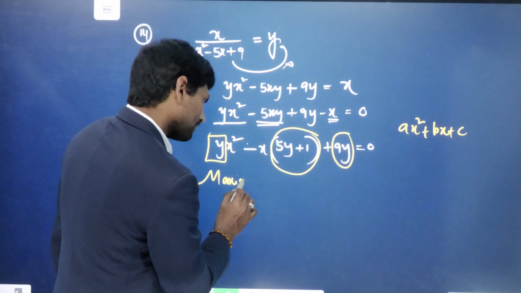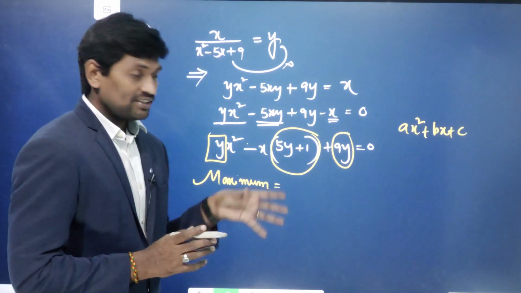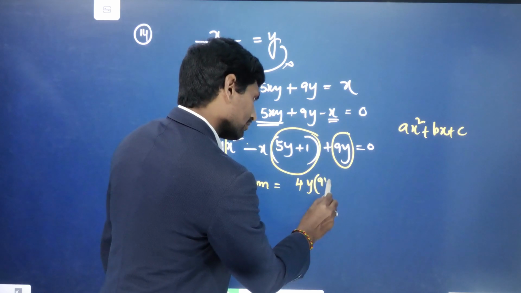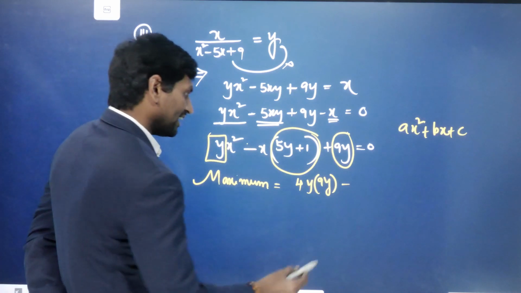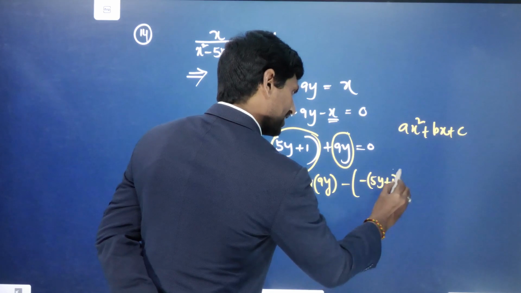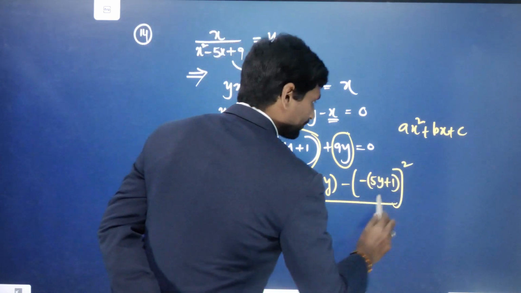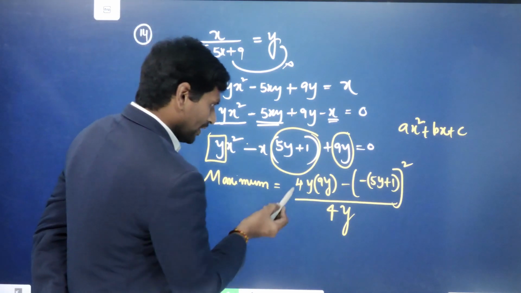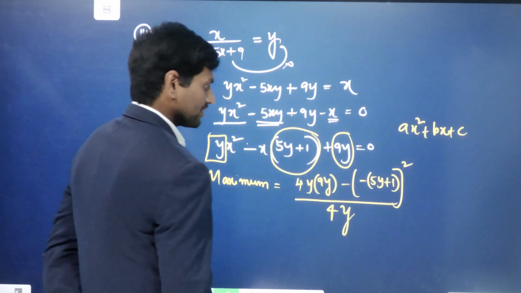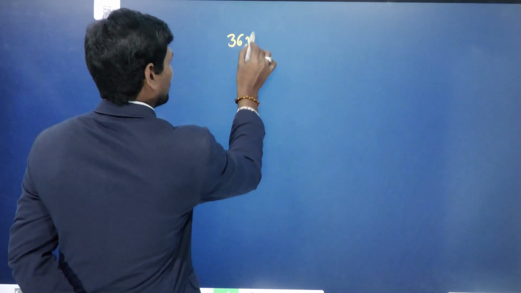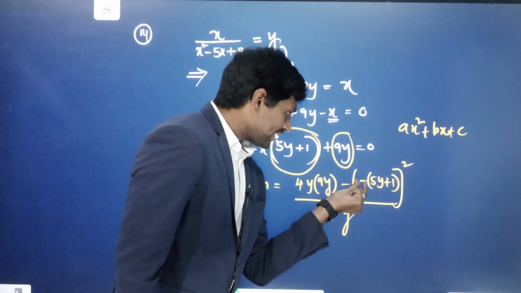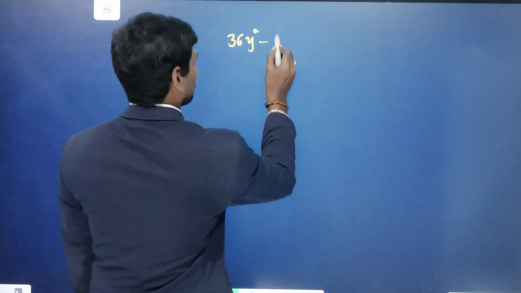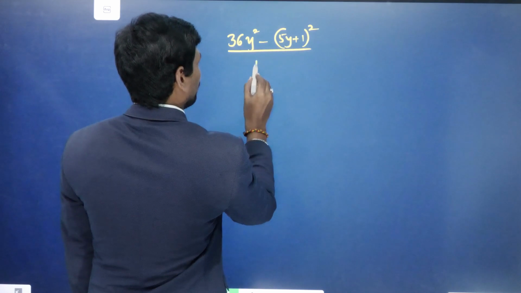So what is the maximum? 4ac minus b square by 4a, right? So I am directly substituting. The a value is y. The c value is 9y. 4ac minus b square, where the b value is minus of 5y plus 1, and b square by 4a, 4 into the a value y. Now multiply: 9 into 4 is 36, y into y square, 36y square. I am writing 36y square minus. This minus becomes plus because the entire term is squared here. So 5y plus 1 whole square by 4 into y.